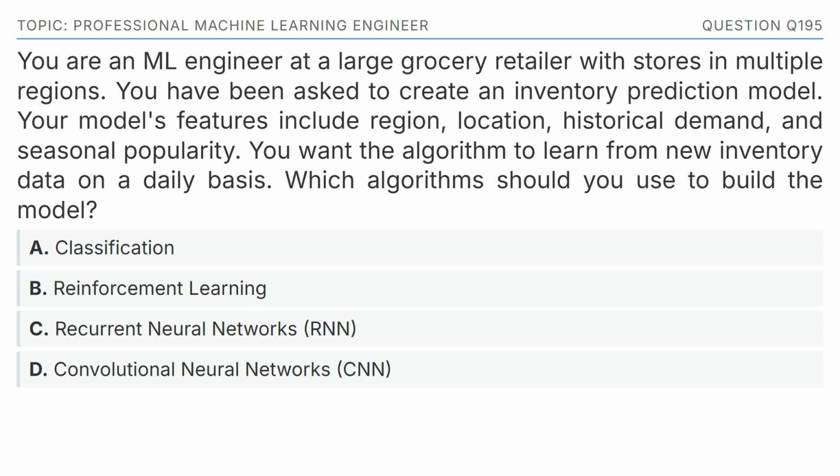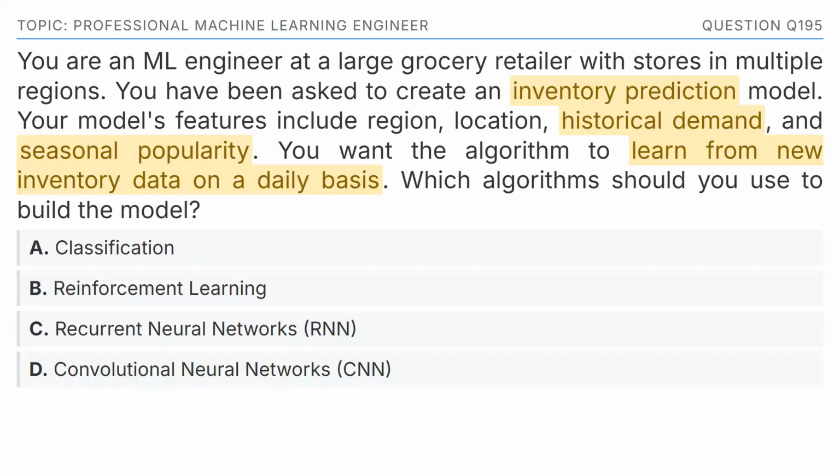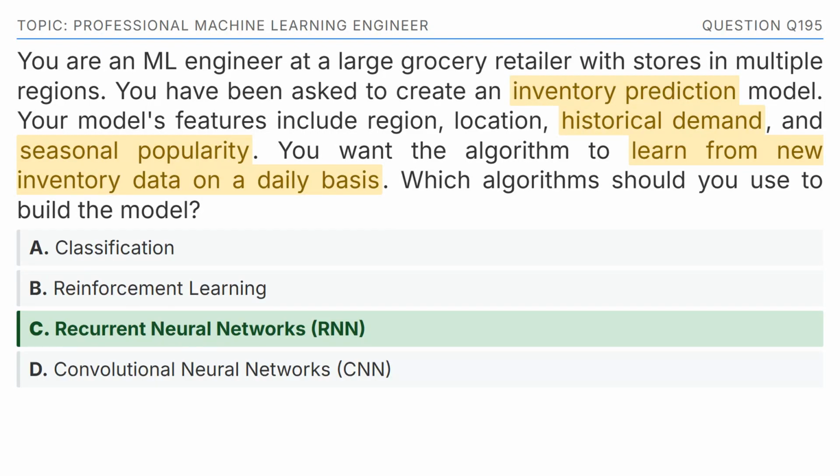The options are: Option A, classification. Option B, reinforcement learning. Option C, recurrent neural networks, RNN. Option D, convolutional neural networks, CNN. To arrive at the correct answer, we focus on the keywords: inventory prediction, historical demand, seasonal popularity, learn from new inventory data on a daily basis. The correct answer is option C, recurrent neural networks, RNN.